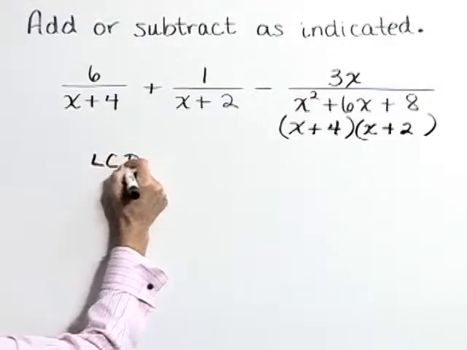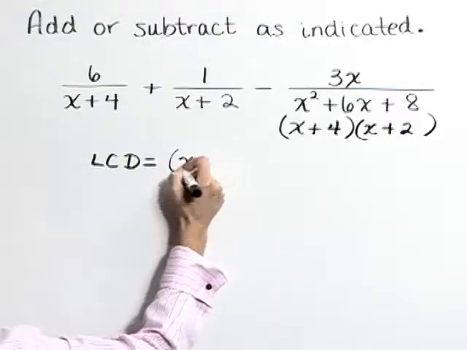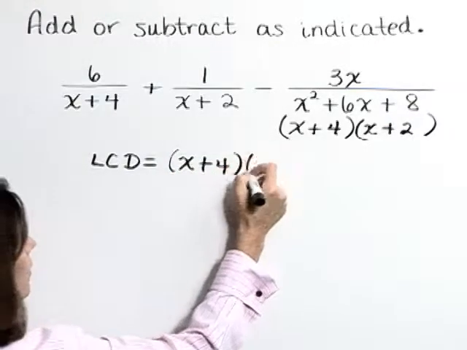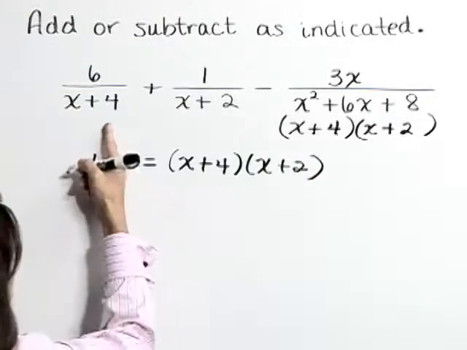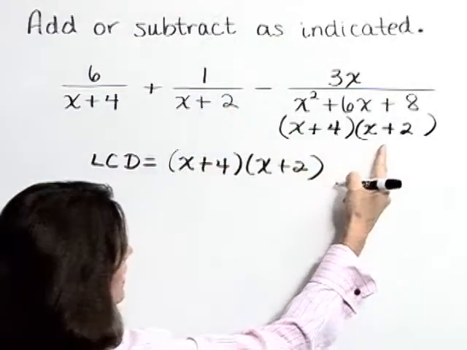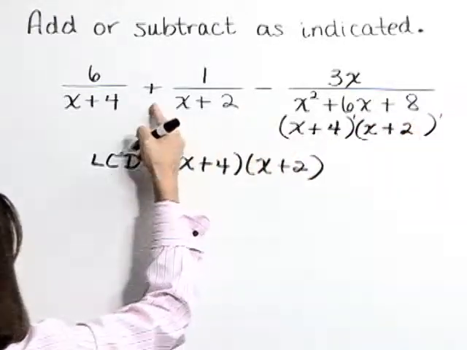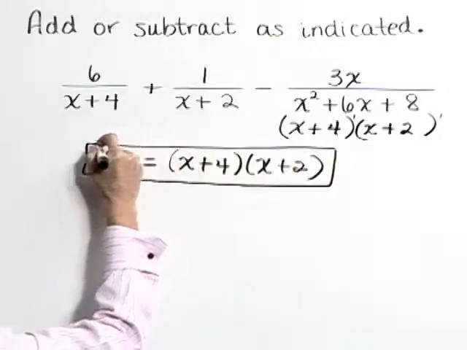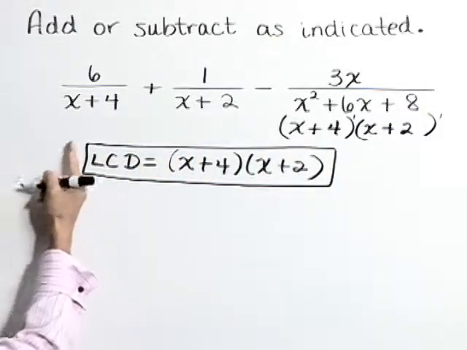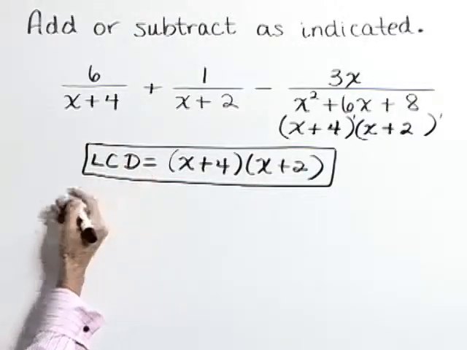Now our lowest common denominator is going to include every factor that we see. So it includes x plus 4 and it includes x plus 2, along with the largest exponents we see in any of these denominators, and all of these exponents are 1s. So our LCD is x plus 4 times x plus 2. Now let's build up our fractions so that they all have that lowest common denominator.